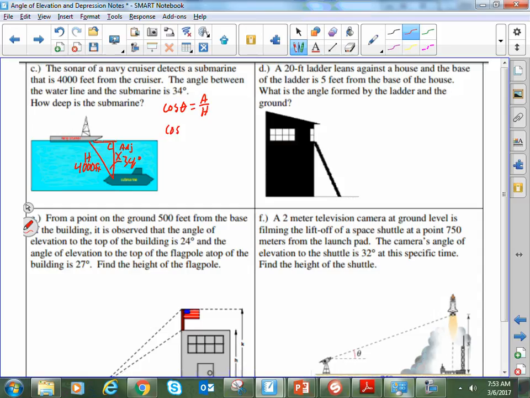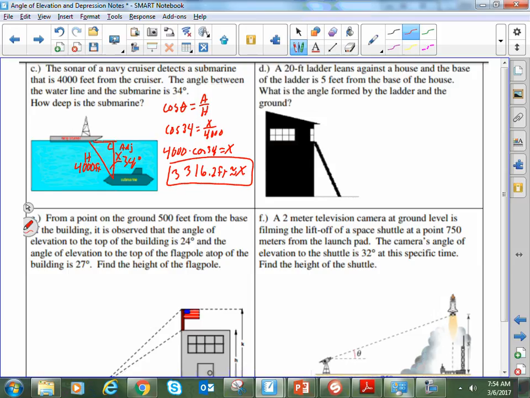Substituting my values, cosine of 34 is x over 4,000. So solving for x, multiplying both sides by 4,000, I'll get 4,000 times cosine of 34 to equal x. Typing that into my calculator gives 3,316.2 feet to be the approximate value for x. So it's about 3,300 feet below the surface of the water.